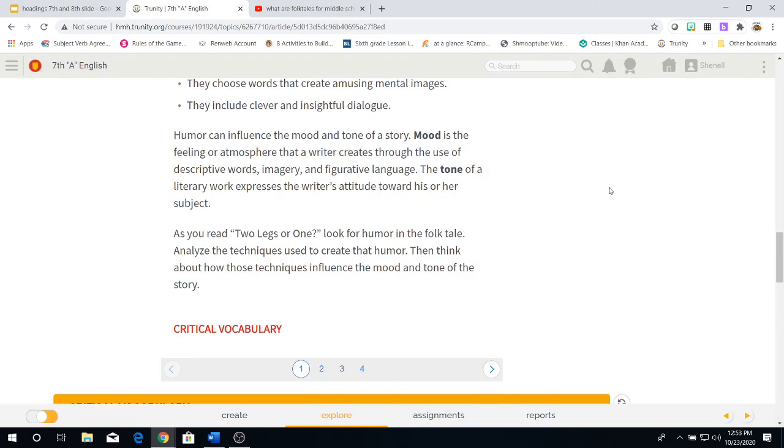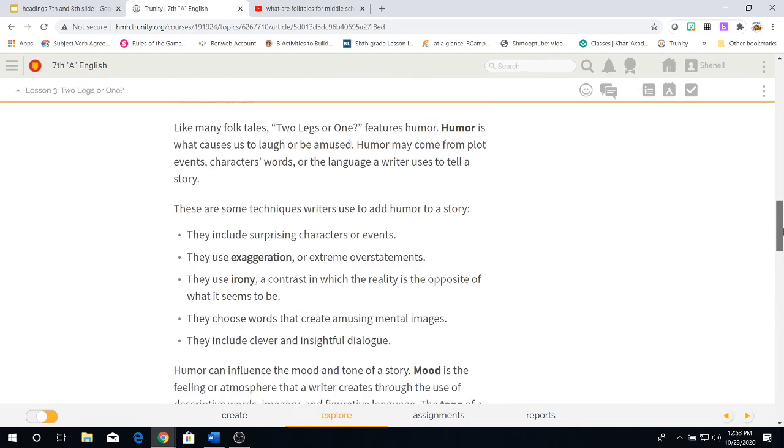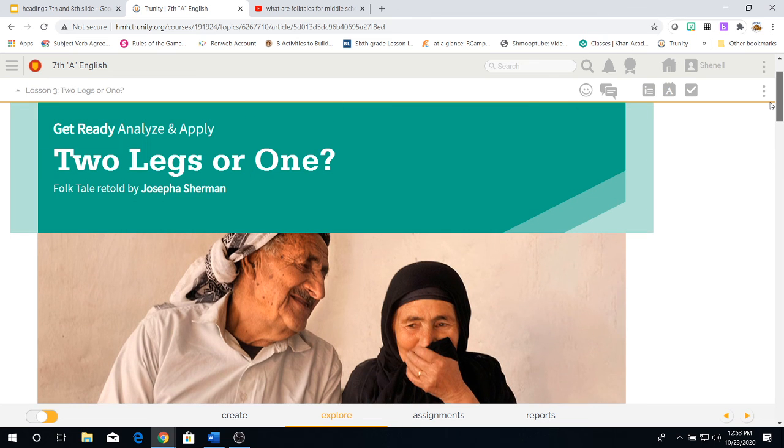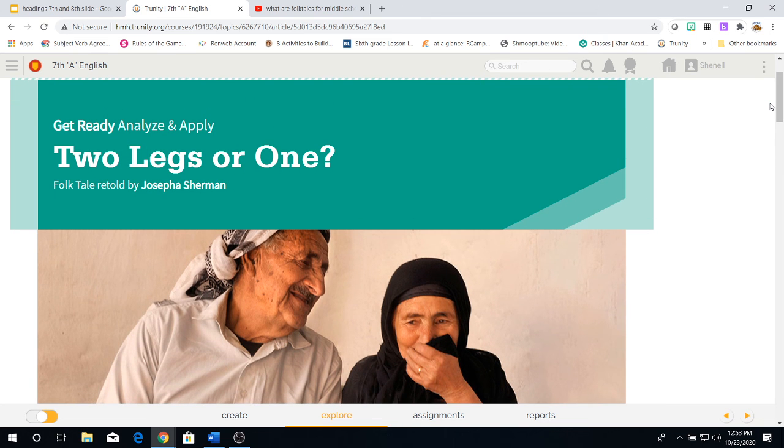Okay, so that is the beginning of what we'll be covering in our story for this week, or folktale to be more specific, Two Legs or One.